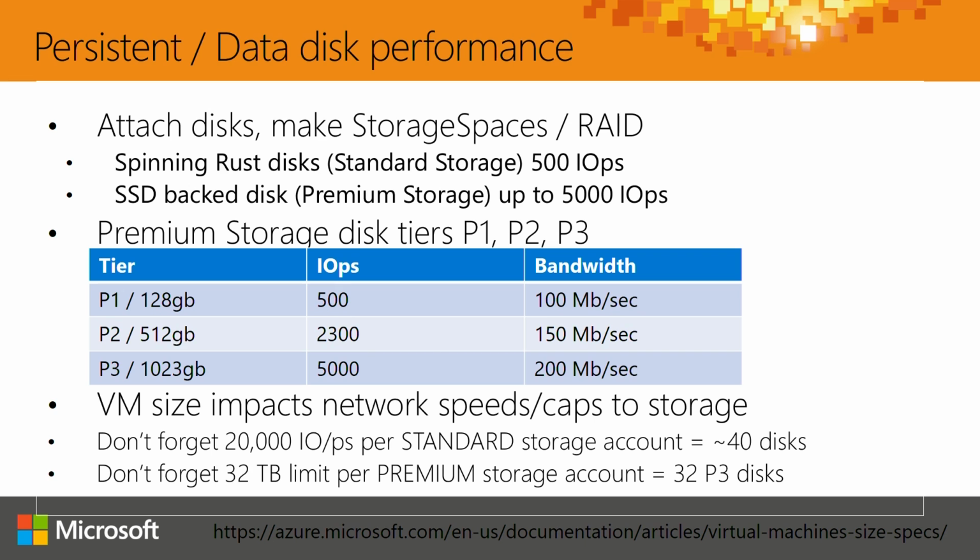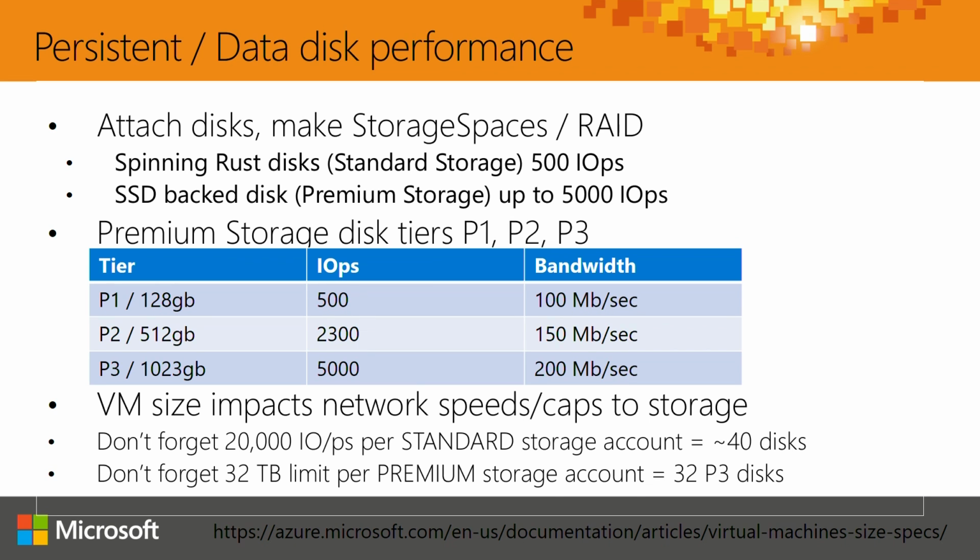So from a persistent data disk perspective, first off, get more IOPS for your environments because you've done the research for what your apps need to have. You're going to basically be going in and sizing the machine for how many disks it can maximum have attached. If you're talking spinning rust, you're going to get 500 IOPS per disk.